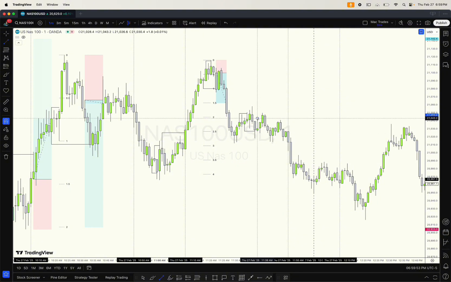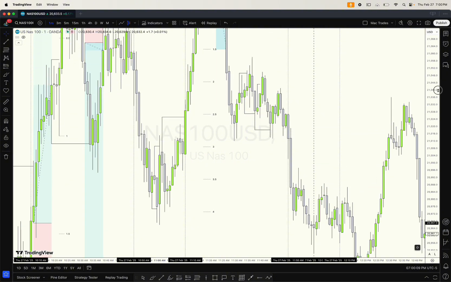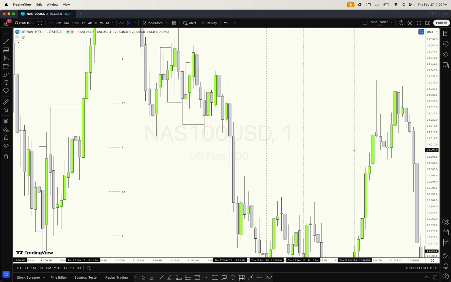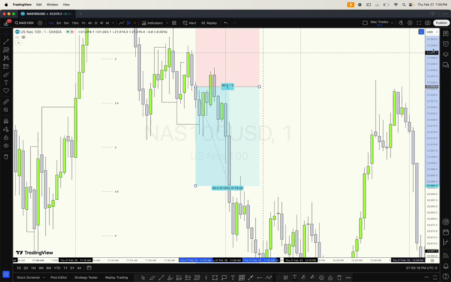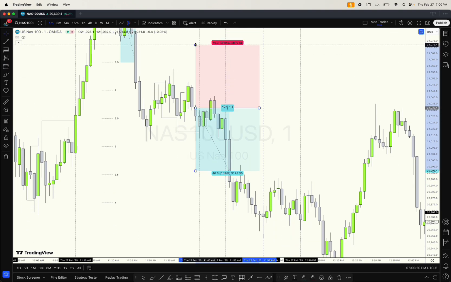What happens again? Sweep of a swing high. Then we take out the accumulation phase. Perfect, right? What do we have right here? Let's actually zoom in just a little bit. Perfect. You could have set your stop loss either here or above the entire manipulated range. It's up to you.